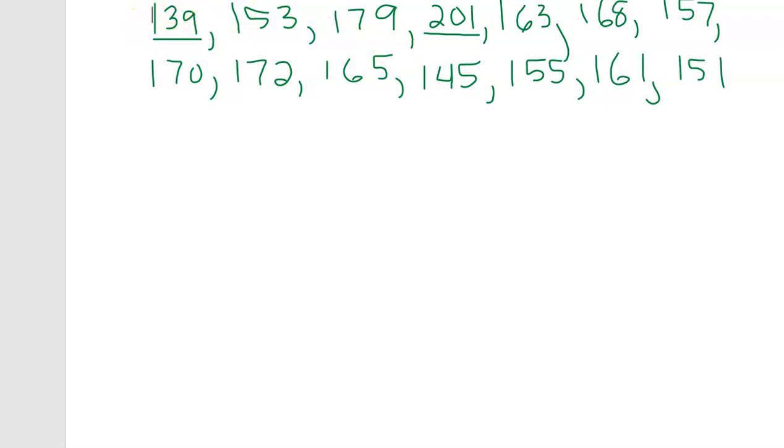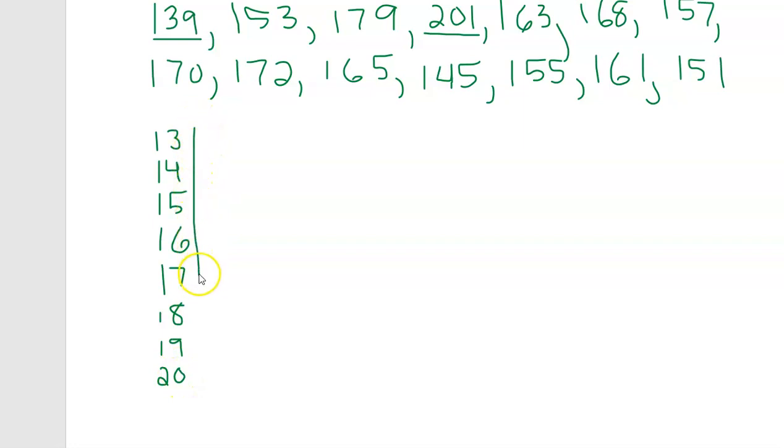So I'm going to start with 13, that's the first stem, and I have to do every number between 13 and 20. So 13, 14, 15, 16, 17, 18, 19, and 20. And then I put a line between the stem and the leaves.